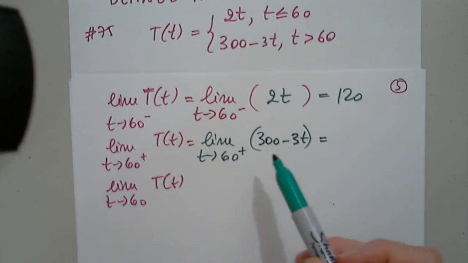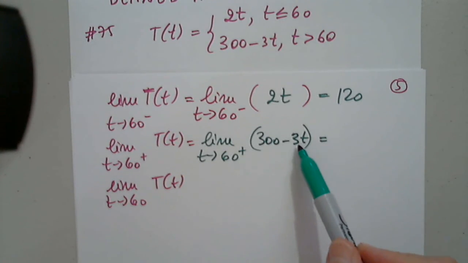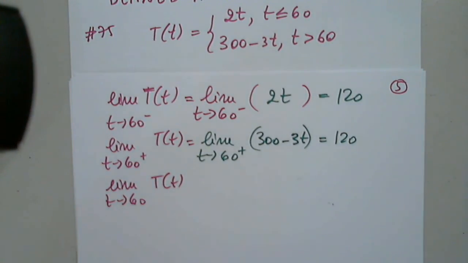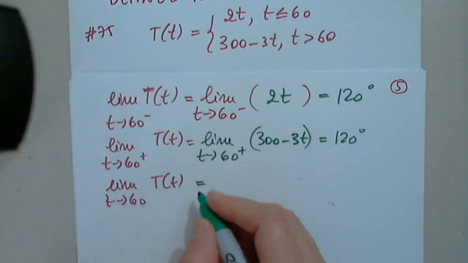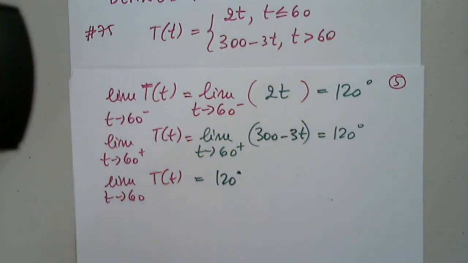And what do we get? So this is 300 minus 180. Oh, sorry. Yeah, so this is 120 degrees. Right? So what do we conclude about the limit from either side? They're the same. Very good. That's it.